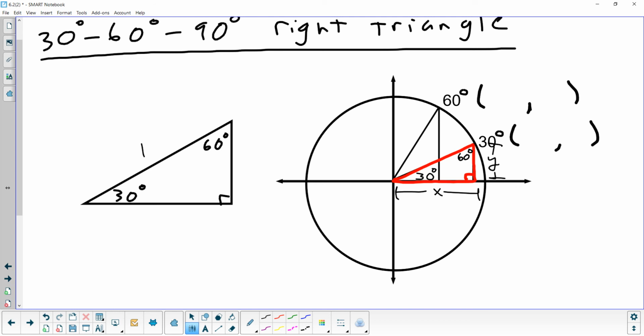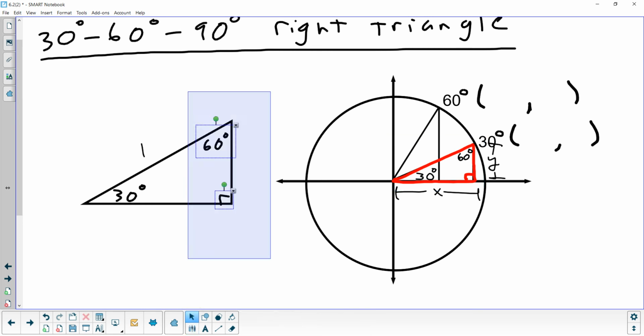Let's just start out with which one is bigger. Do you think the x value is going to be bigger when we do the coordinate of 30? Or do you think the y value is going to be bigger? Okay, the x is going to be bigger. Bigger angle is across from a bigger side. Smaller angle is always across from a smaller side. So the x is bigger.